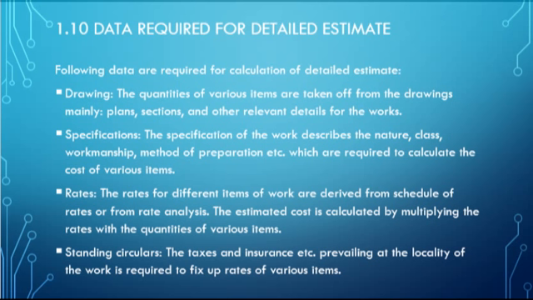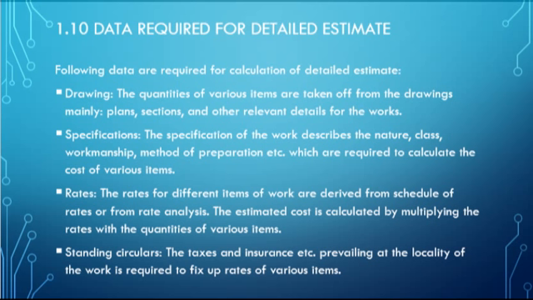Rate. The rates of different items of work are derived from a schedule of rate or the rate from the rate analysis. As I discussed, that is the schedule of rate. Estimated cost is calculated by multiplying the rate with the quantities of various items. Next is the standing circular. The taxes prevailing at the locality of the work are required to fix a rate of various items.